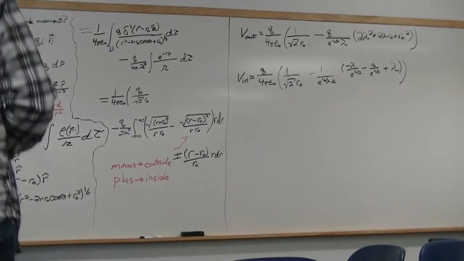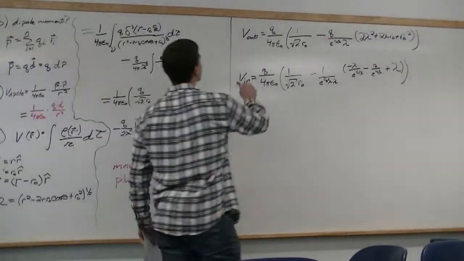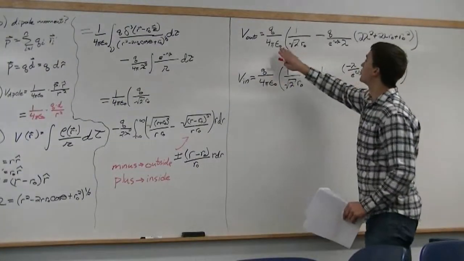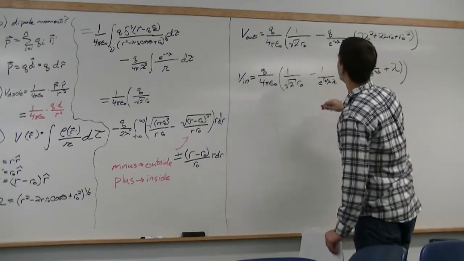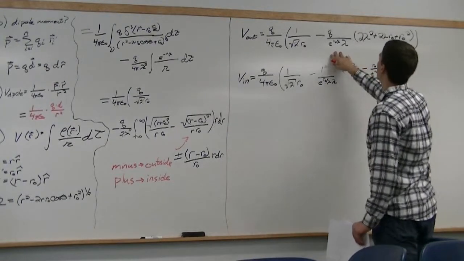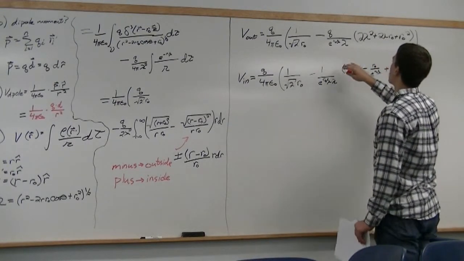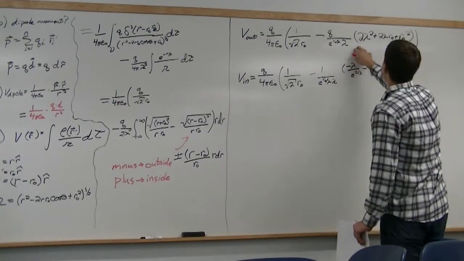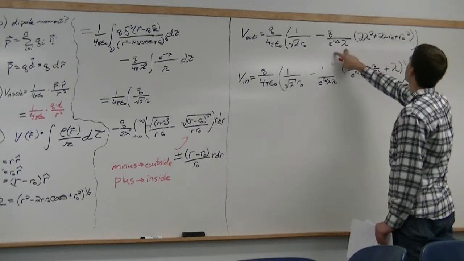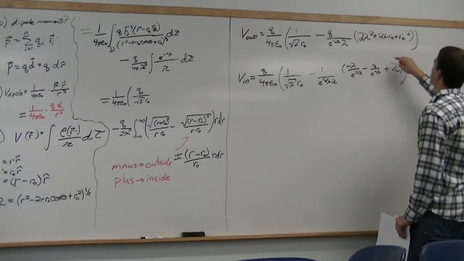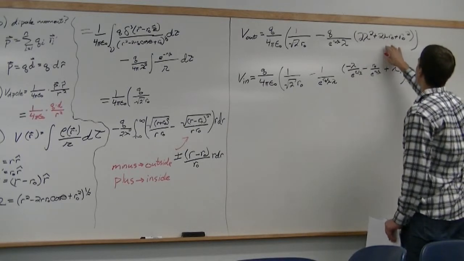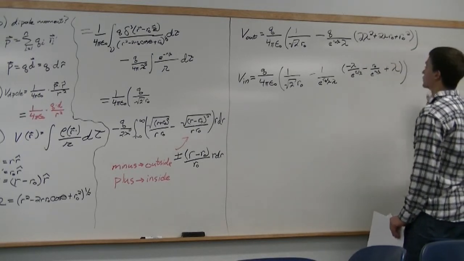So what we actually end up getting for those, V out equals Q over 4 pi epsilon naught times 1 over root 2 R naught minus Q over e to the R naught over lambda times this times the quantity 2 lambda squared plus 2 lambda R naught plus R naught squared.